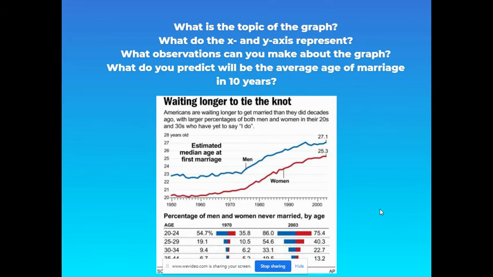So, in the year 2031, what do you think the average age of marriage would be? So, just to review this graph, waiting longer to tie the knot, Americans are waiting longer to get married than they did decades ago, with larger percentages of both men and women in their 20s and 30s who have yet to say, I do.